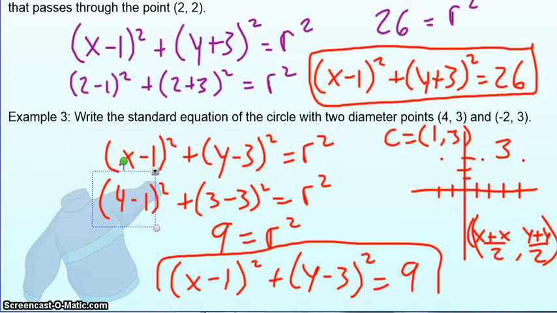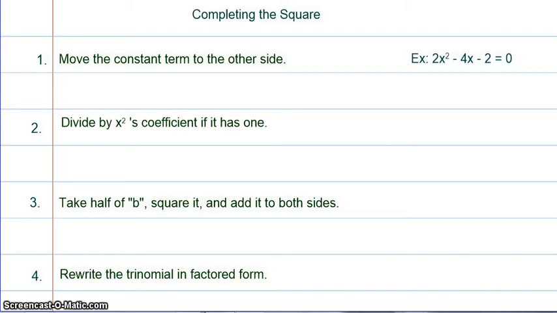So that's just a little review about circles. Next, we're going to talk about completing the square, which we did last year. So, step 1, here's my example, says move the constant term to the other side. So that means the 2. So I'm going to add the 2 to the other side.